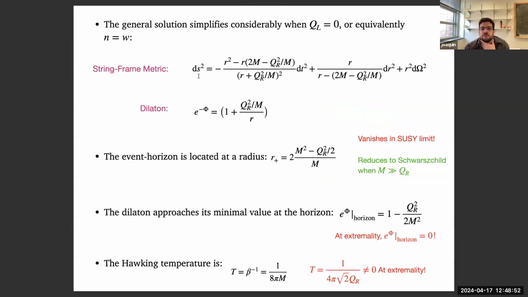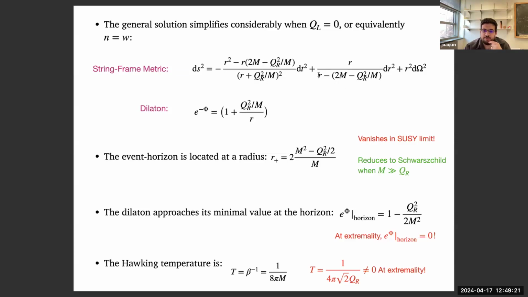Okay, so the general solution is kind of complicated, but I've written a simple case when q left is 0, or equivalently when n is equal to w. In the string frame, the metric has the following form. You can see it looks roughly like Reissner-Nordström, but not quite. So you have some radially dependent g_tt and a radially dependent g_rr. And also the dilaton has a specific profile as a function of r, which takes this form.